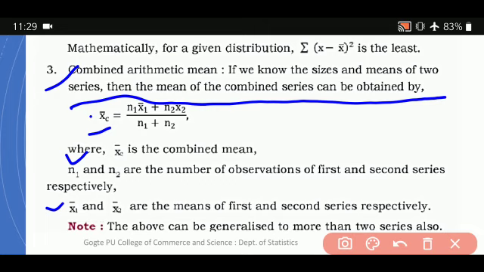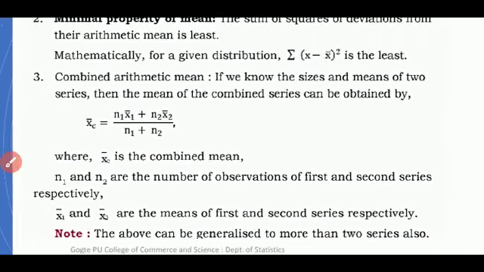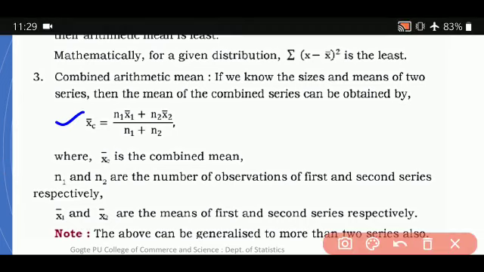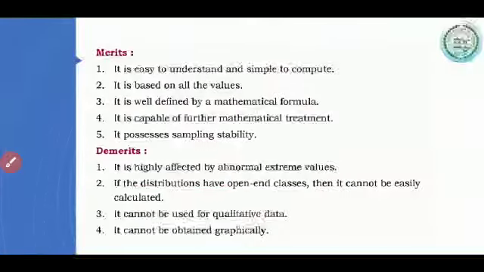Now what is the meaning of this combined arithmetic mean? For example, if you want to calculate the arithmetic mean of your PUC 1A class and the arithmetic mean of PUC 1B class, together you can calculate the arithmetic mean by using this formula. That is the meaning of combined arithmetic mean. Two or more series also you can calculate. So the properties are really important.